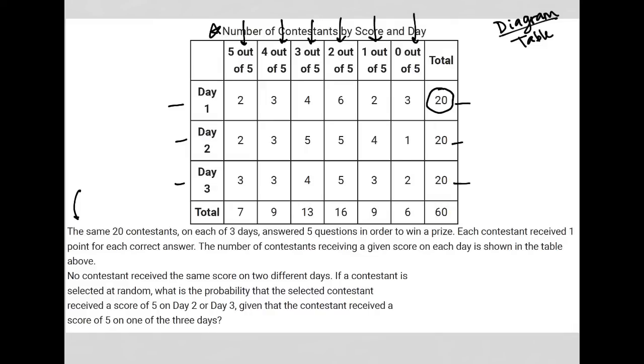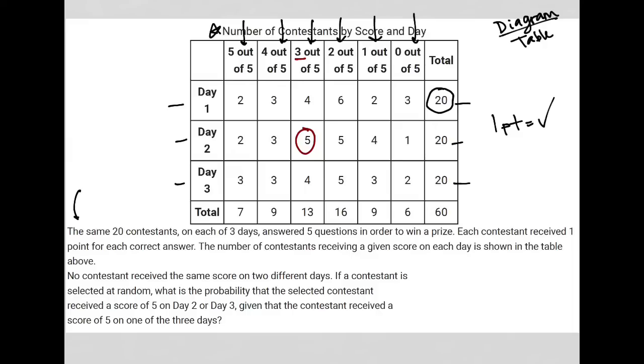The same 20 contestants on each of 3 days answered 5 questions in order to win a prize. Each contestant received 1 point for each correct answer. Okay, 1 point for each correct answer. I'm just going to write that down. 1 point equals correct, check mark. The number of contestants receiving a given score on each day is shown in the table above, right? We've already noticed that. So for instance, this 5 right here represents that there are 5 contestants on day 2 who scored 3 out of 5. So they would have gotten 3 points. Those 5 contestants would get 3 points.